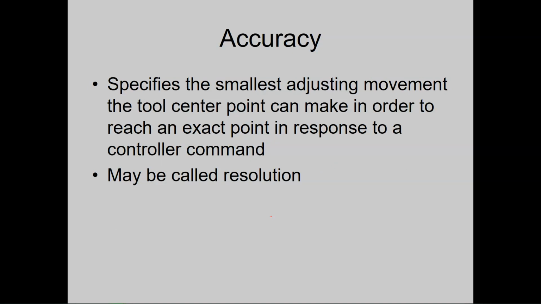Accuracy is the smallest adjusting movement the tool center point can make to reach an exact point in response to the command. So if you were to take a pen in your hand, find a piece of paper, and just bounce that pen up and down on that piece of paper, are you going to get to the same spot every time without a lot of focus to try and get it there to the exact same place every time?